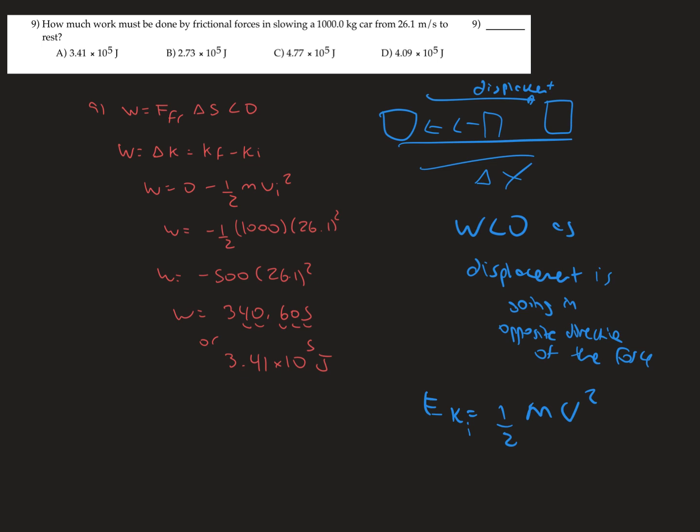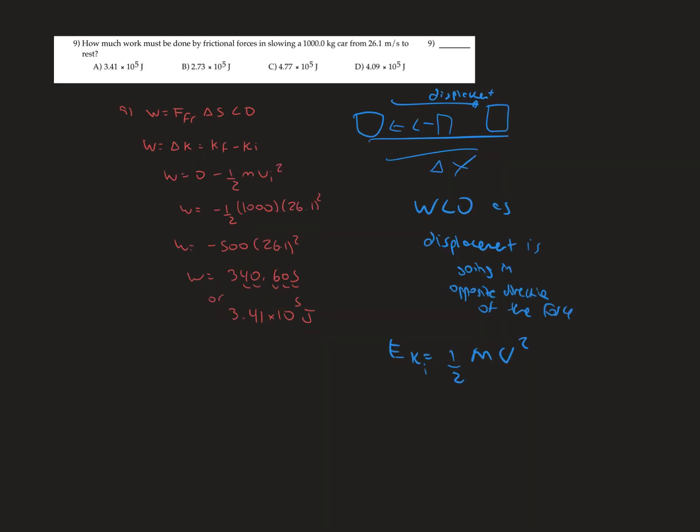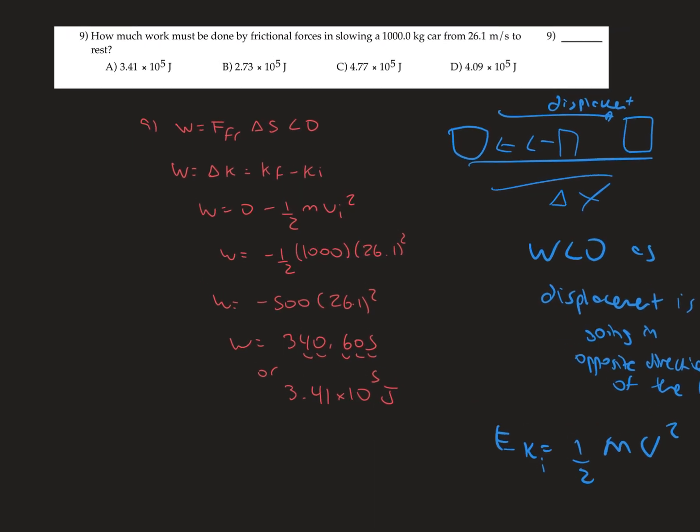So we can also write the work as equal to the change of kinetic energy, or the kinetic energy final minus kinetic energy initial. As we know that the final kinetic energy is going to be zero at rest, we just have negative 1/2 the mass times velocity squared.